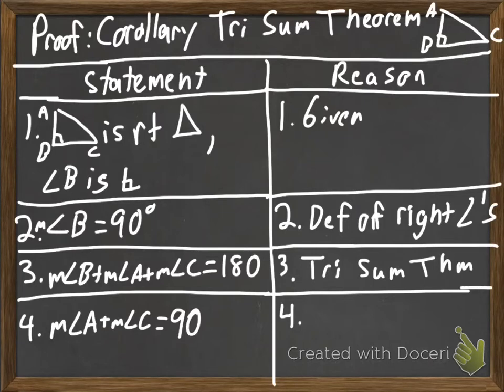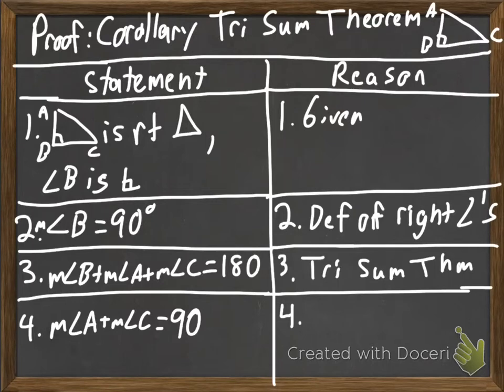So that's why we can say that statement. The last statement says that the measure of angle A plus the measure of angle C equals 90 degrees. This is true because, as we stated before, in number 2, B equals 90. So what we basically did was we subtracted 180 by 90, so we moved that measure of angle B, and we're left with this.